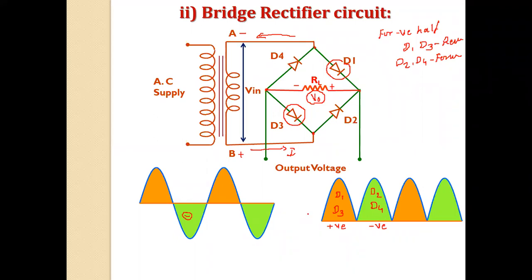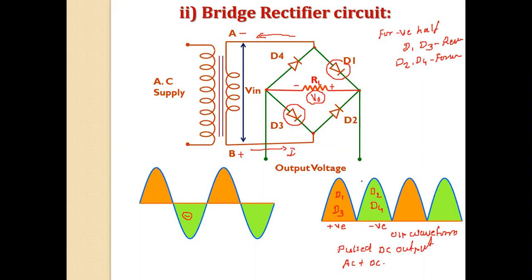Now if you see this output waveform, it is clear that this output waveform is not a pure DC signal. It means that whatever output is available in the bridge rectifier circuit, we call it a pulsed DC output. It means that it contains an AC as well as a DC component.